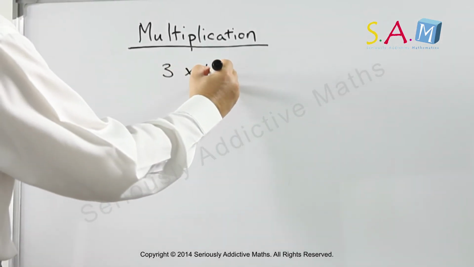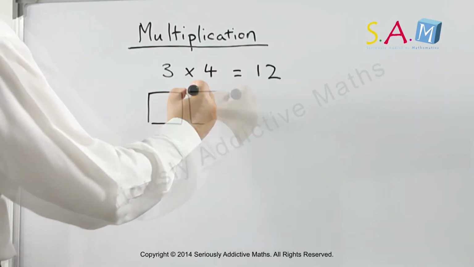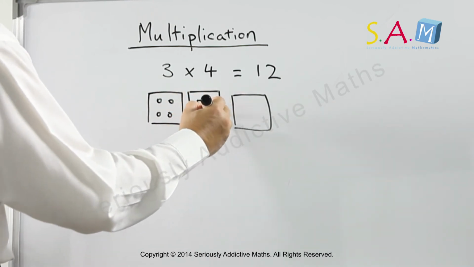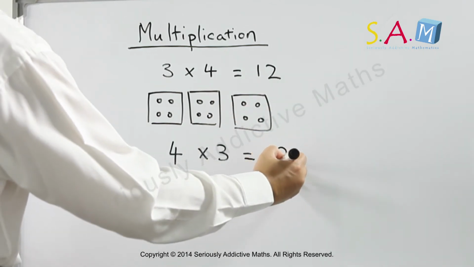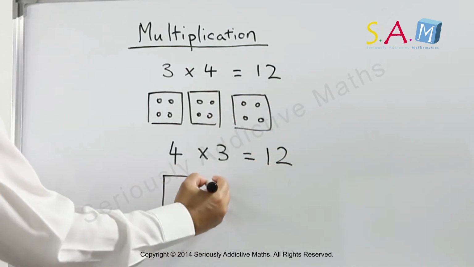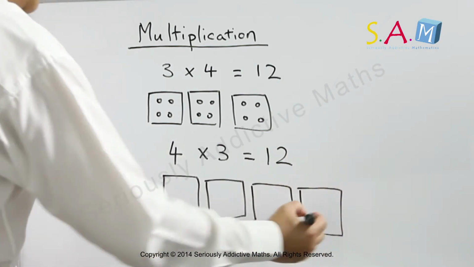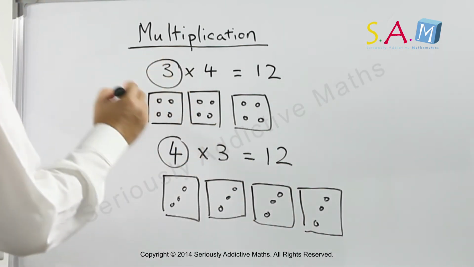3 times 4 is equal to 12, which means 3 groups of 4. 1, 2, 3, 4. 1, 2, 3, 4. 1, 2, 3, 4. Although they have the same answer, it means different things. So they show the same answer, but it just means different things. Now the first number represents the group.